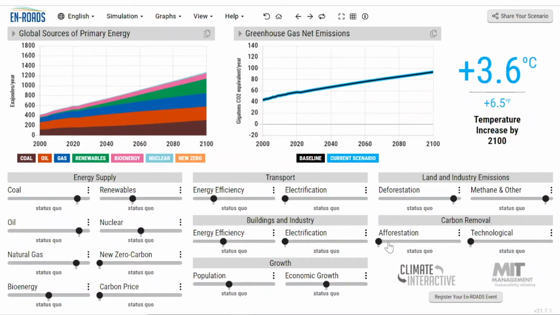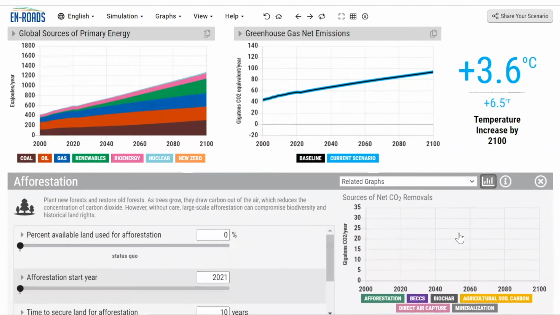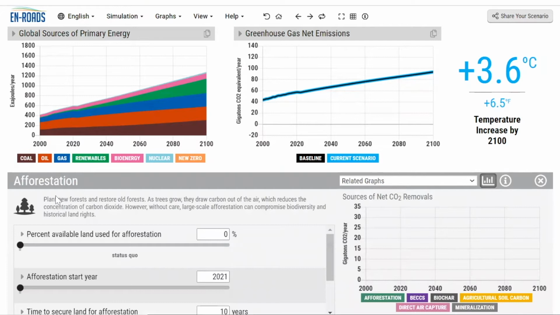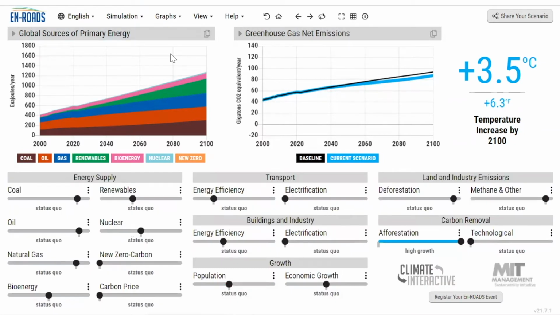We've heard a lot about the Trillion Trees Act, so let's model afforestation, a type of carbon removal. We know that trees sequester carbon, so this is basically just planting new forests and restoring old forests, and let's say we do it over 100% of the available land. What would happen to our emissions then? Well, it will come down a little bit. It takes a while for them to come down because trees take a while to grow. And we can lower our average global temperature by 0.1 degrees. So this is a great thing to do. Everybody loves trees, but it won't by itself be enough to get us where we need to go.